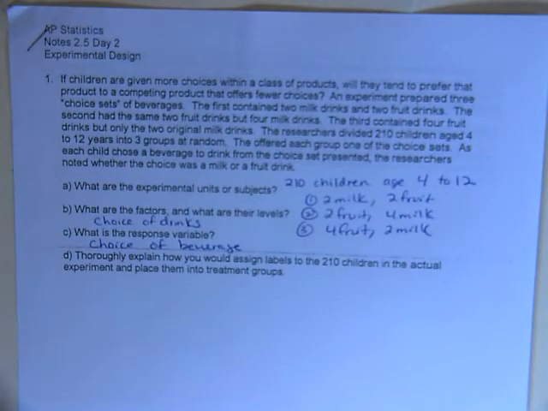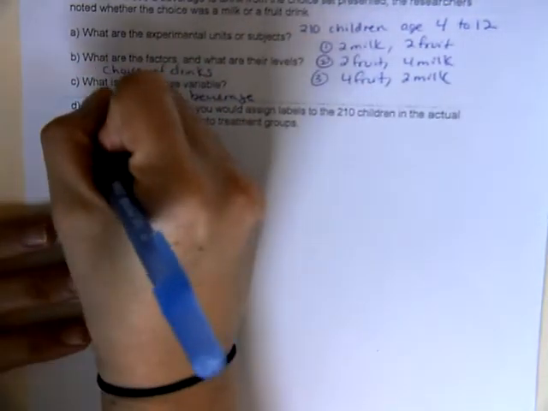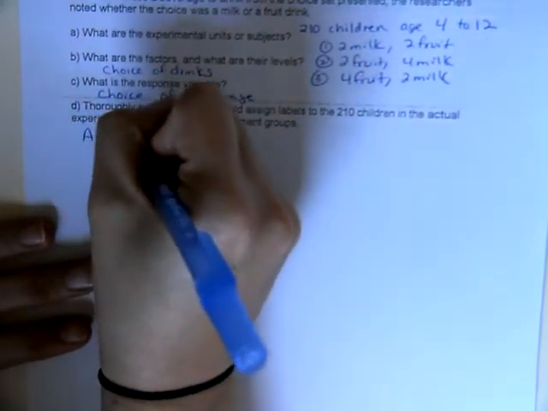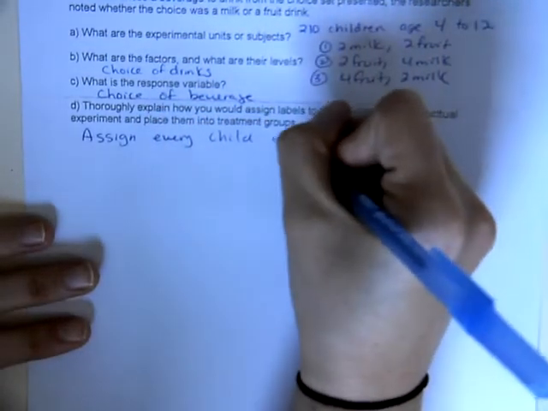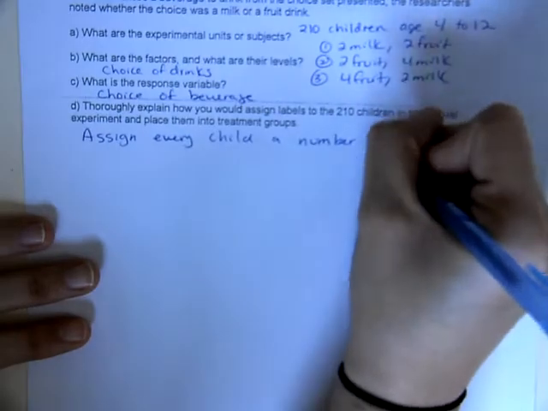So, thoroughly explain how you would assign the labels to the 210 children in the actual experiment and place them into treatment groups. Okay, so now we need 3 groups. So, we're going to use a random number generator because it's sort of like the easiest. I mean, you could use slips of paper too, I guess, but I wanted to show you what a random number generator looks like because there are some kinks to it. So I'm going to assign every child a number from 1 to 210.